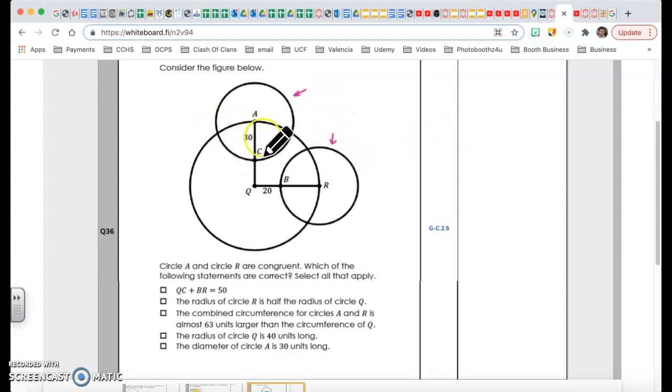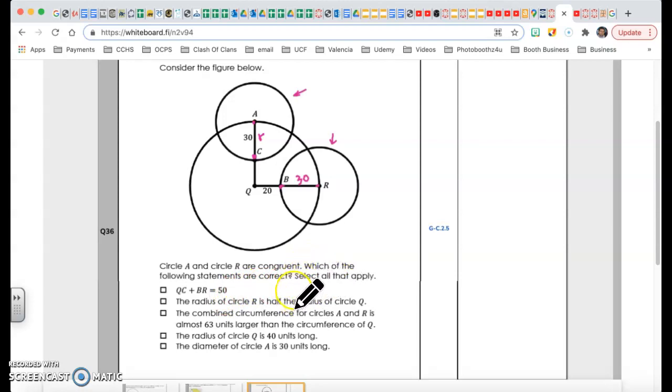If they're congruent, that means their radius, look at this, from here to here, this is the radius. It's 30. So my radius here is from here to here, so this is 30. Alright, cool. Circle A and R are congruent, same measure, same radius. Which of the following statements are correct? Select all that apply.